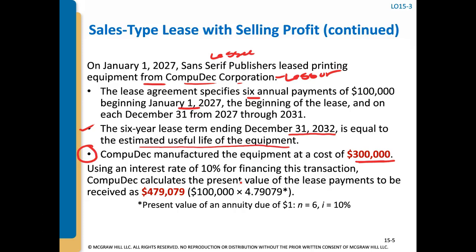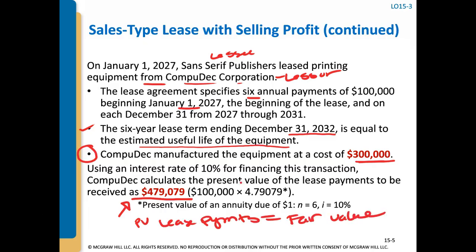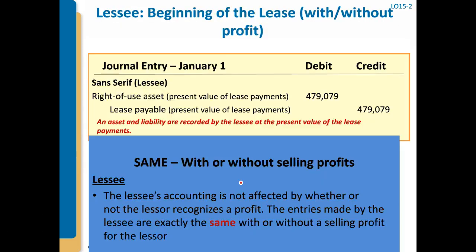Using an interest rate of 10% for financing this transaction, CompuDeck calculates the present value of the lease payments to be received as $479,079. This present value of the lease payments is what's considered to be the fair value. Now you see our cost is $300,000 and our fair value is $479,000. That's when your fair value exceeds the cost, so you're going to have a sales type lease with selling profit.